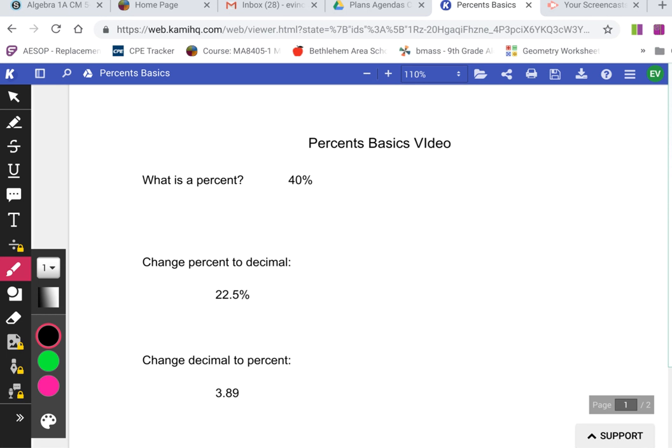So first of all, what is a percent? As you can see, I have 40% written here. So 40%, that little sign at the end tells us percent. But per means for each. And cent actually comes from the Latin root for 100. So a percent means something out of 100. So 40% is the same as 40 out of 100. Seems easy enough, right? So anytime you see percent, think 100 as your denominator.